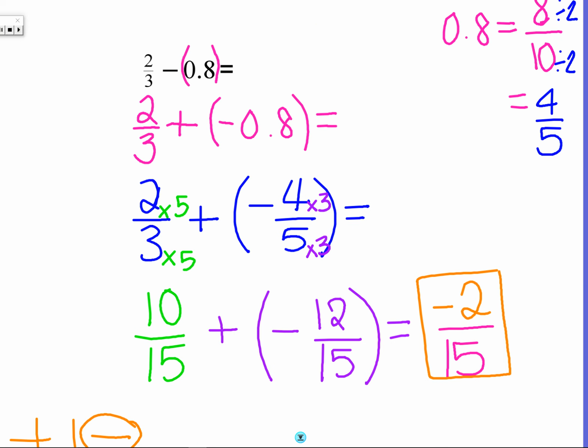2/3 minus 0.8. So remember, when you have a fraction and a decimal, you have to make the decision: do I convert everything over to a decimal, or do I convert everything into a fraction? This problem, we didn't have an option because it was thirds. Thirds cannot be converted into an exact decimal.